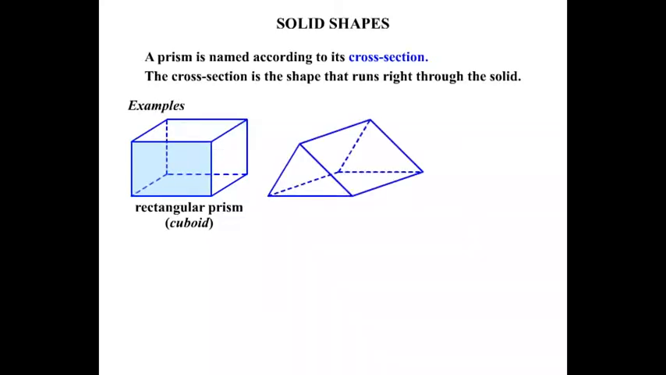Let's consider this next prism. This time a triangular shape at the front. If you were to take slices all the way through, you can see that the same shape repeats itself right through. So this one is a triangular prism.